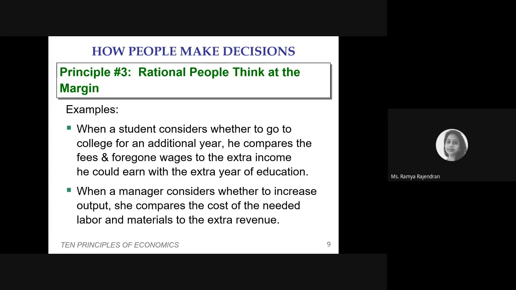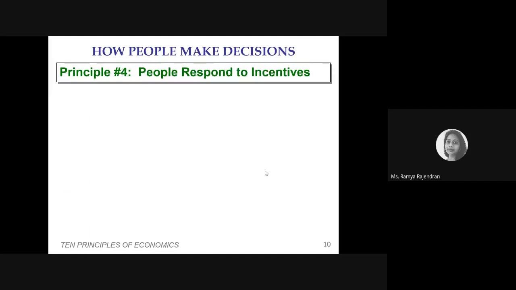Another example here: if a manager considers whether to increase output, she has to consider how much they have to pay more for the men and material. Imagine I'm manufacturing 100 soaps per day, and I want to manufacture 200 soaps so that I can double my profits. But for that, you have to invest the money. You have to buy the machinery, hire more people, have more space. You have to build a factory again, maybe, right? So that is principle 3.